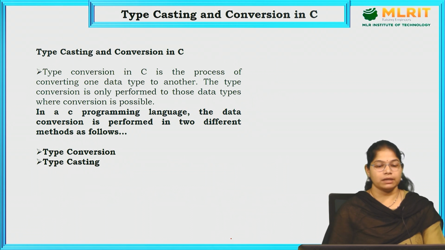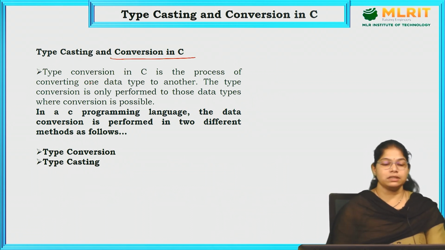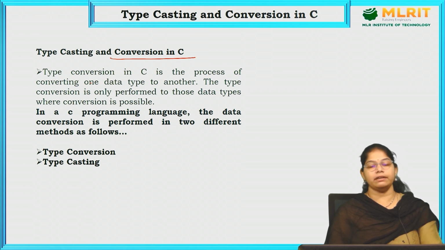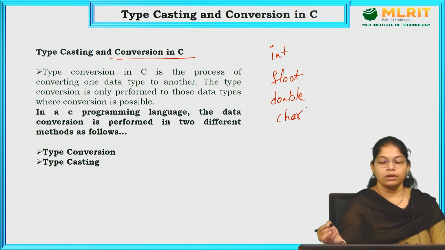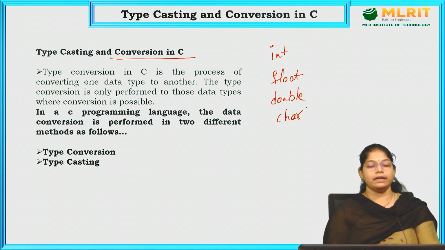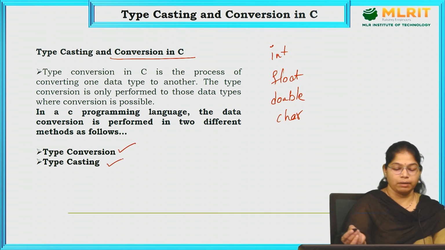Then typecasting. What is typecasting and conversion in C? Type conversion in C is a process of converting one data type to another data type. As we all know, the basic data types are int, float, double and char. If we want to convert data from one data type to another data type, then we use type conversion and typecasting. Then what is type conversion and what is typecasting?